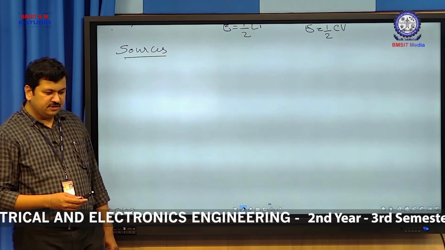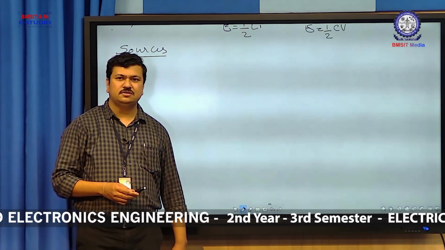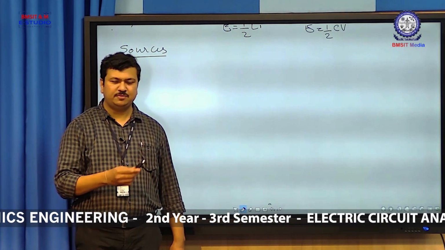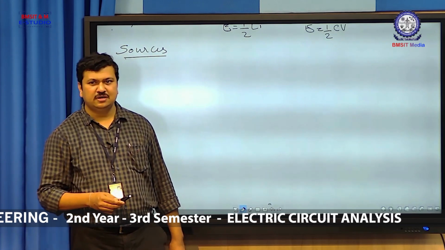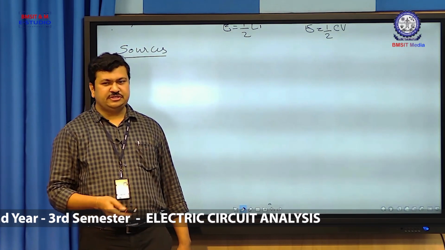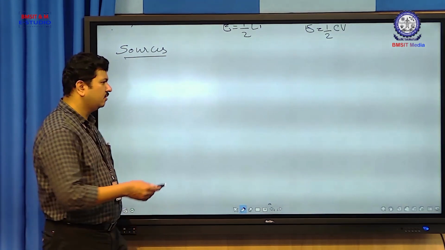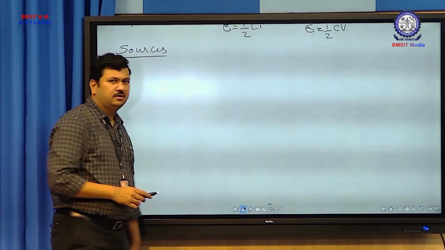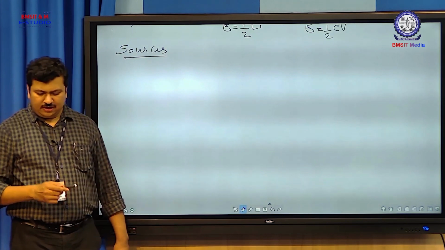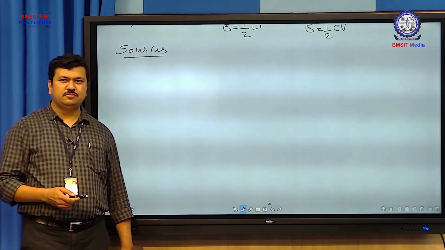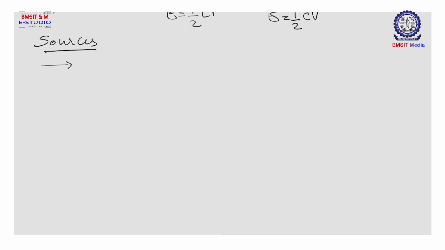So, whatever we have seen so far is about the circuits, types of circuits and types of elements. Now, next we will specifically see the active elements in the form of sources. Okay. So, like I told, there are two types of sources. It can be a voltage source and it can be a current source.